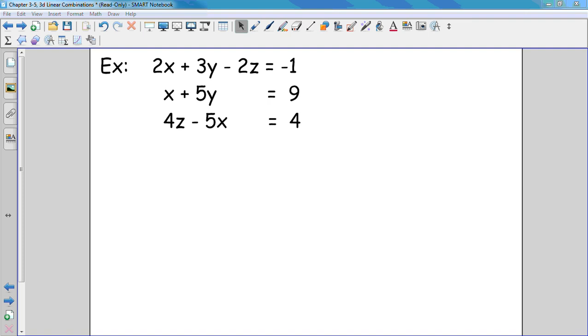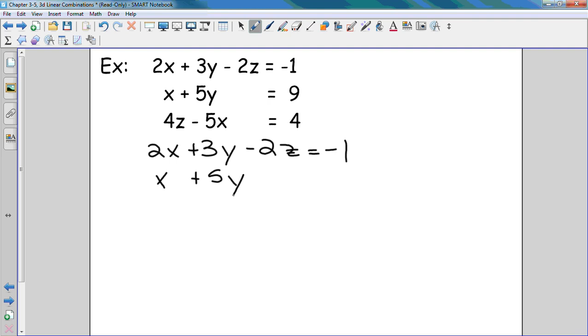Okay, so if you don't want to write this down, you can actually rewrite it in order. You can write 2x plus 3y minus 2z equals negative 1, then I have x plus 5y equals 9. Now, what goes first in my x's? So I have negative 5x. Do I have any y's? No. So it's just plus 4z equals 4. There's your three equations.